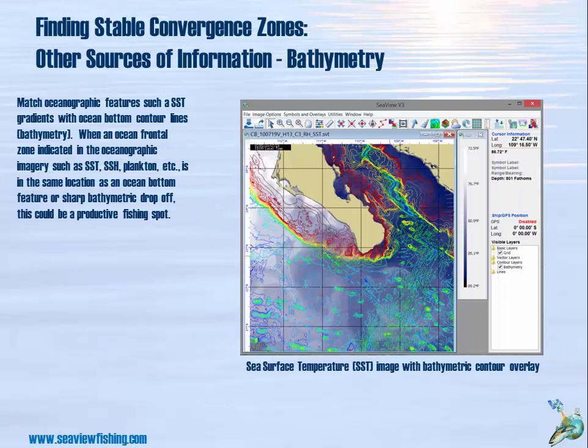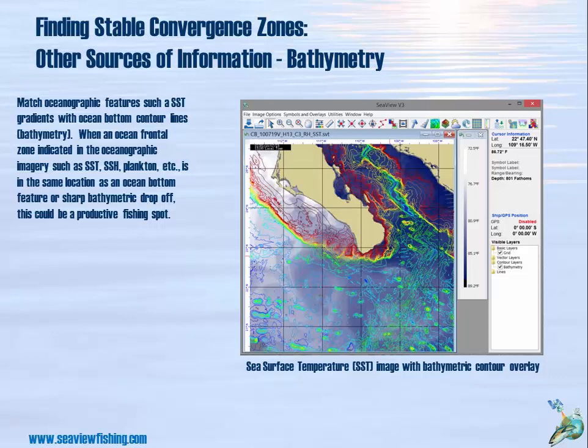Ocean bathymetry, or the topography of the ocean bottom, is a very important piece of information. In SeaView, the bathymetry can be overlaid onto any image, such as sea surface temperature, sea surface height anomaly, or plankton, as ocean bottom topography contour lines. Use the bathymetry contour lines to match oceanographic features such as sea surface temperature gradient with ocean bottom features.